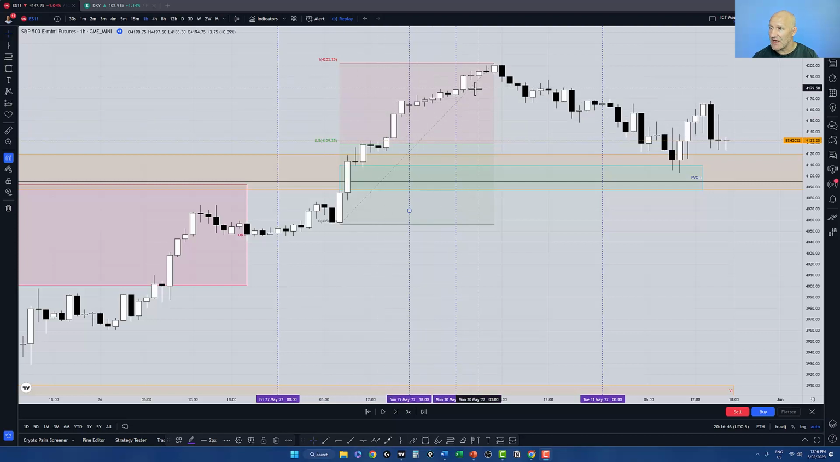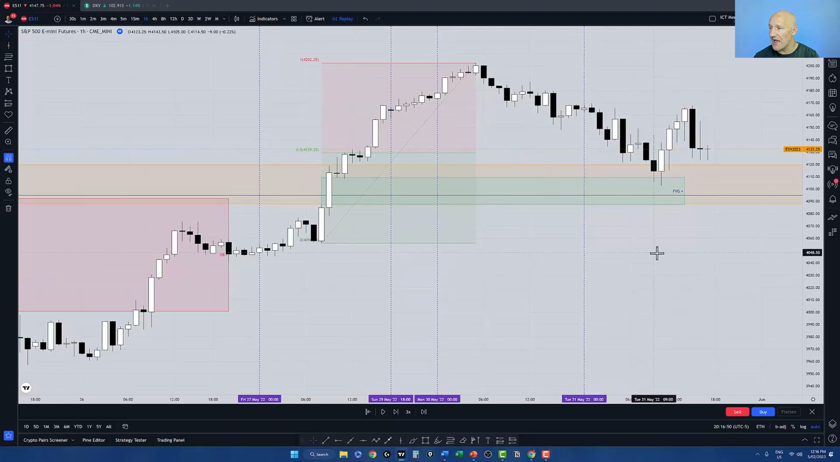We obviously have Sunday, and then we come into Monday, which is a shortened session for Memorial Day, and then we're looking actually at the Tuesday, which is where the trade that ICT took is. So this is quite simple actually.